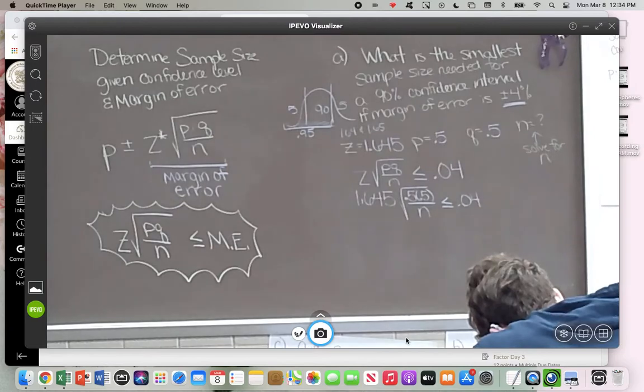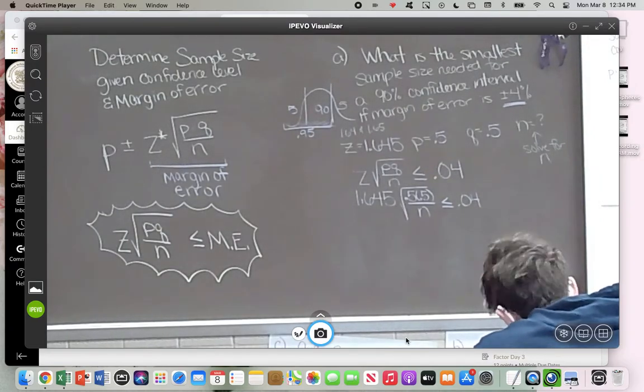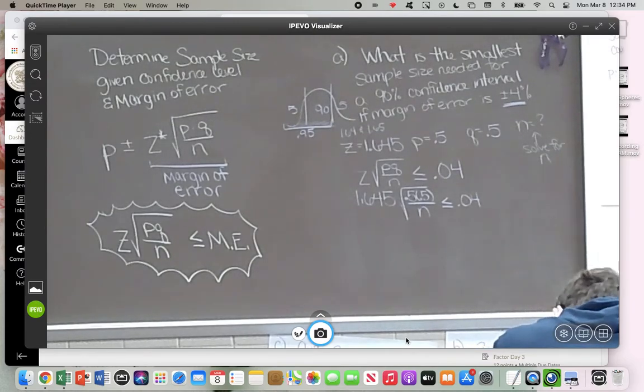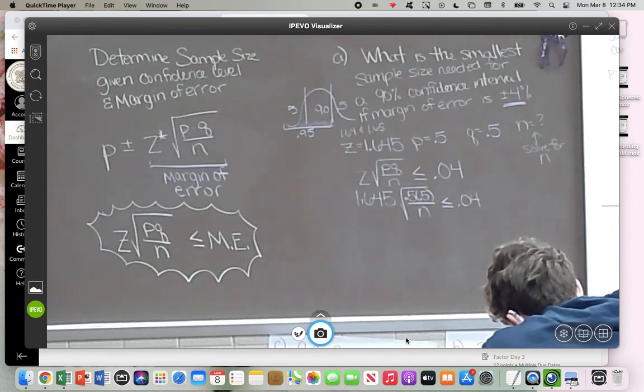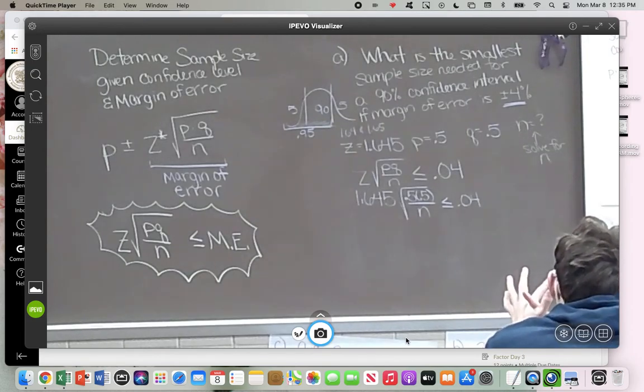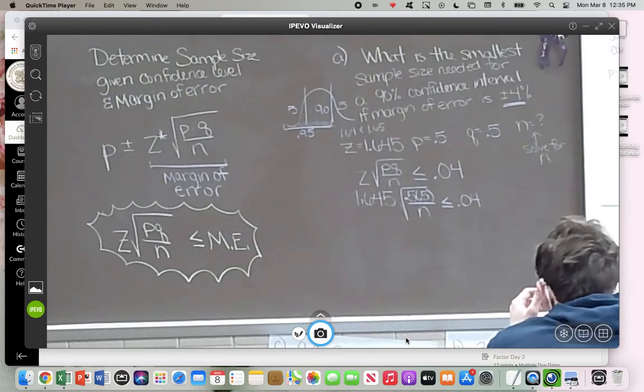All right, so now we've got to do some algebra. Our ultimate goal is to get n by itself. So we've got to get rid of everything on that left-hand side besides the n. Does that 1.645 have anything to do with the square root? We're multiplying it to the square root, right? So how do we get rid of times 1.645? That's the first step. Always divide the z-score over.